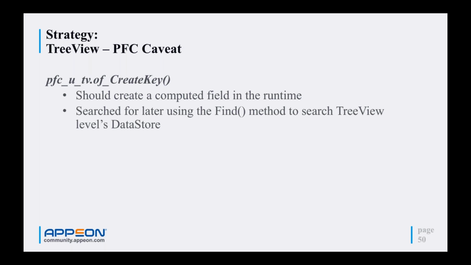Although the modify method call that's meant to create this field named PFC TBI key returns a success code, the field was not actually created. The ramification of this, of course, was that the find method later fails to find the data value of the user selected TreeView item.